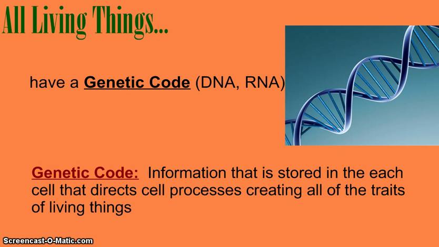It's stored in a biological way, but it's just information. It's stored in each cell, and it directs how that cell operates. It directs cell processes, and it creates not only the traits of the cell as a result, but then all of the traits that living things possess. So everything has to have some kind of genetic code, some kind of information. And it can be in the form of DNA or in the form of RNA, but it has to have something that gives them their genes.